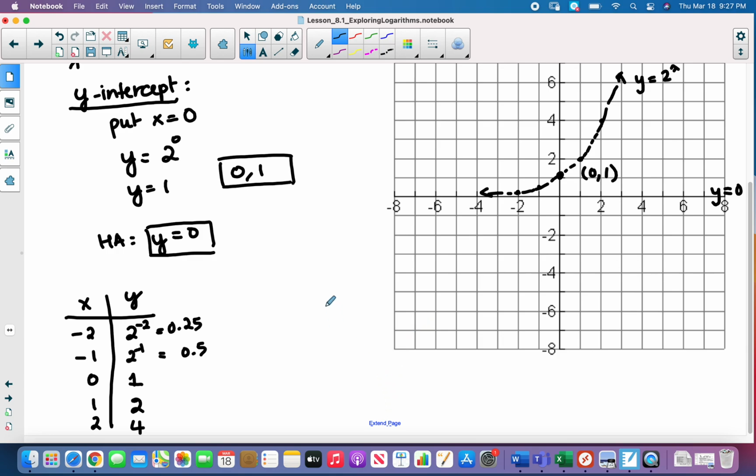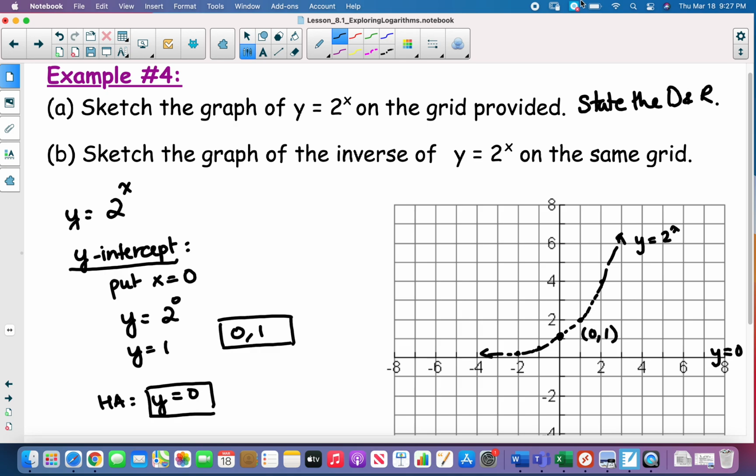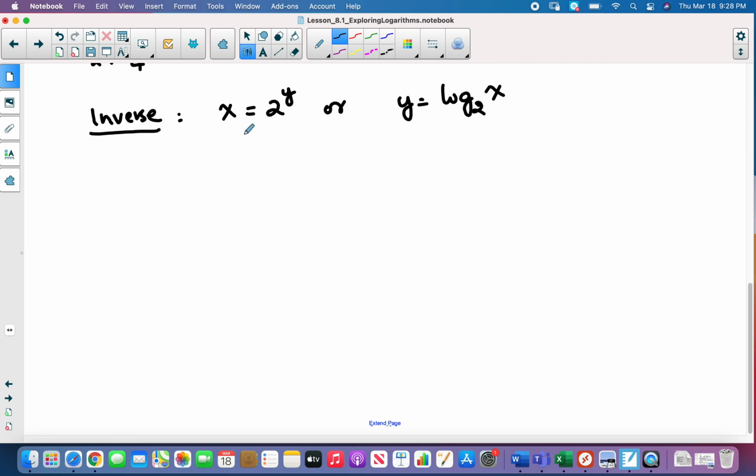Then we are going to plot the graph of the inverse. To find the graph of the inverse, the inverse function would be the function that you get from just switching the x and the y. So it'll be x equals 2 to the power of y. Or we can write this in its logarithmic form, which is y equals log of x to the base 2.